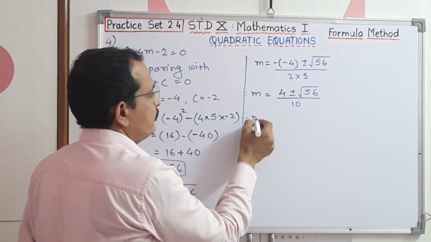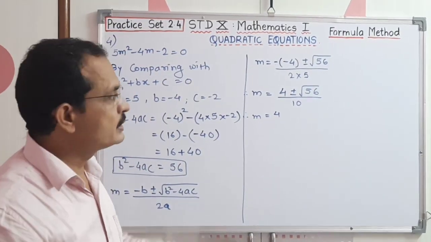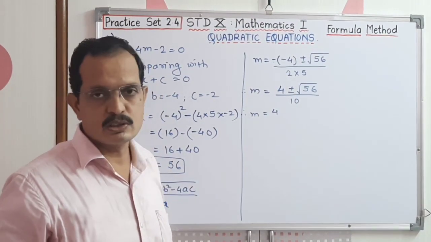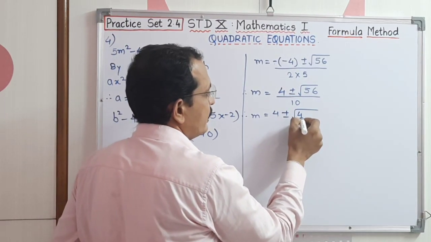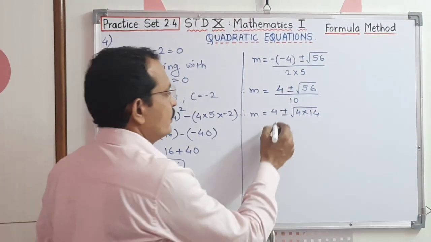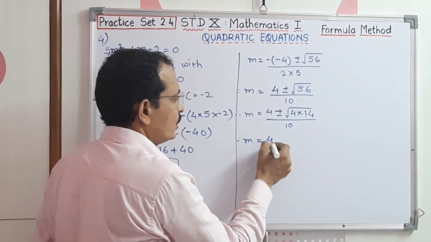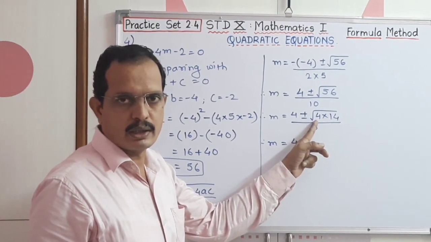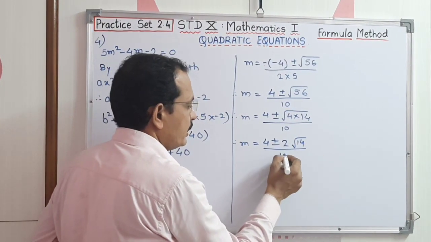After that m is equal to 4. As in the previous sum, we simplify this. Same way we have to simplify this also. Here 4 plus minus under root, we can write 4 into 14, 4 into 14 divided by this 10. Now m is equal to 4 plus minus this square root of 4. We can take out the square root of 4 as a 2 under root 14 divided by 10.